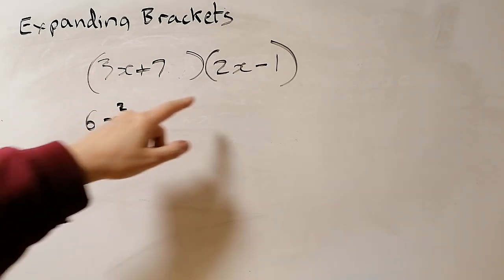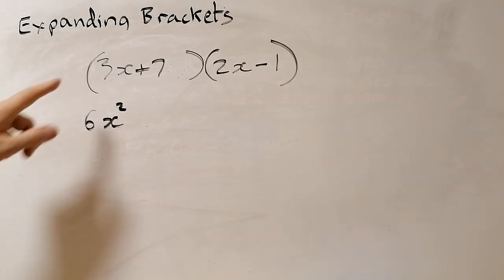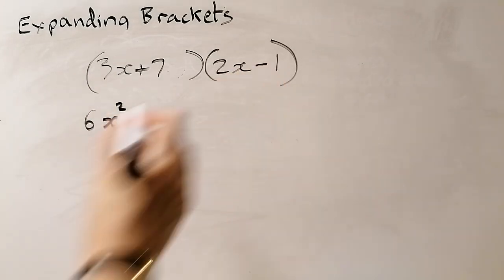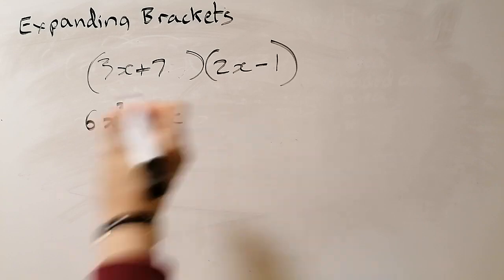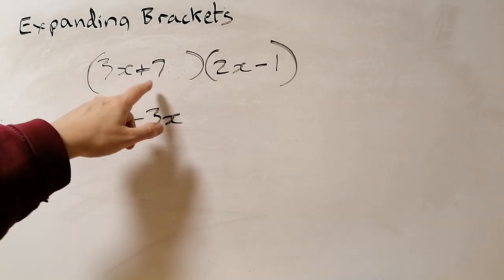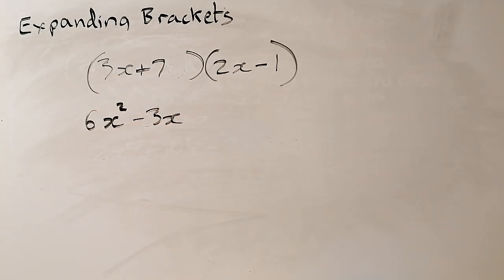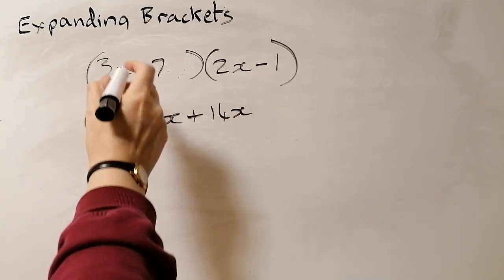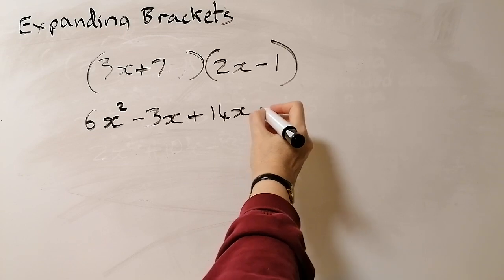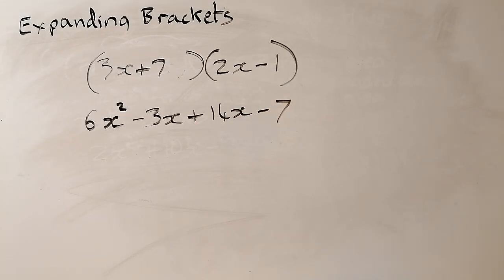Then we'll times the 3x by the minus 1. So 3 times the minus 1 gives us minus 3. So that gives us minus 3x. Then let's take this term, multiply it by the 2x, gives us plus 14x. And then the 7 times the minus 1 gives us minus 7.